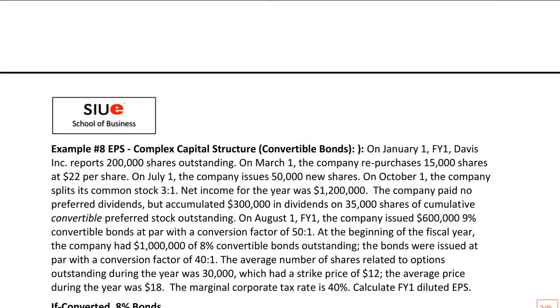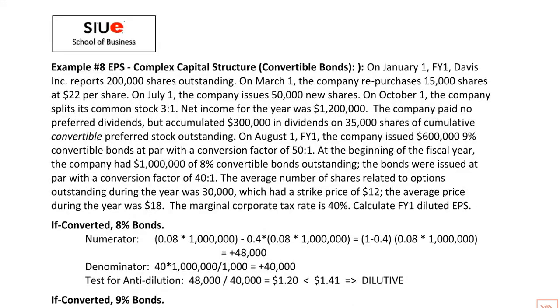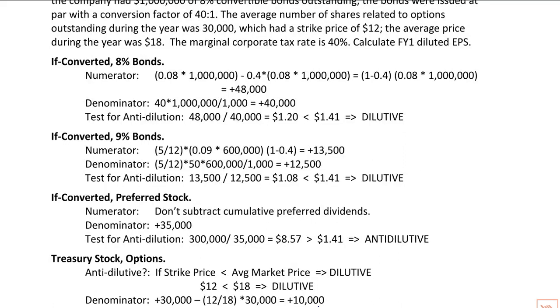This last example, we have a convertible preferred stock. I'm just going to mention, I'm not going to go through this one. The 8% and 9% bonds and the warrants are all the same. You will have a per share effect, and in this case it was anti-dilutive. But I do just want to point out that for the numerator, you're not going to adjust for a tax effect. Okay?